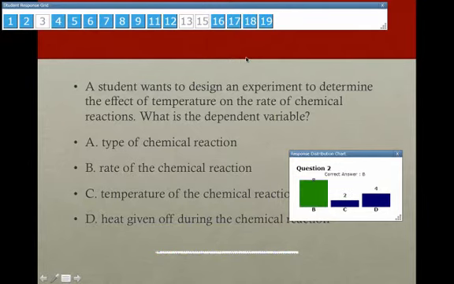Okay. Yeah, that's what it was. Answer is, yes, it is B. Because the temperature is like what will affect it. Yes, so he's changing the temperature. The effect of temperature, so he's changing the temperature and effect of the temperature on the rate of chemical reactions. So he's measuring the chemical reaction rate, how fast the chemical reaction occurs.